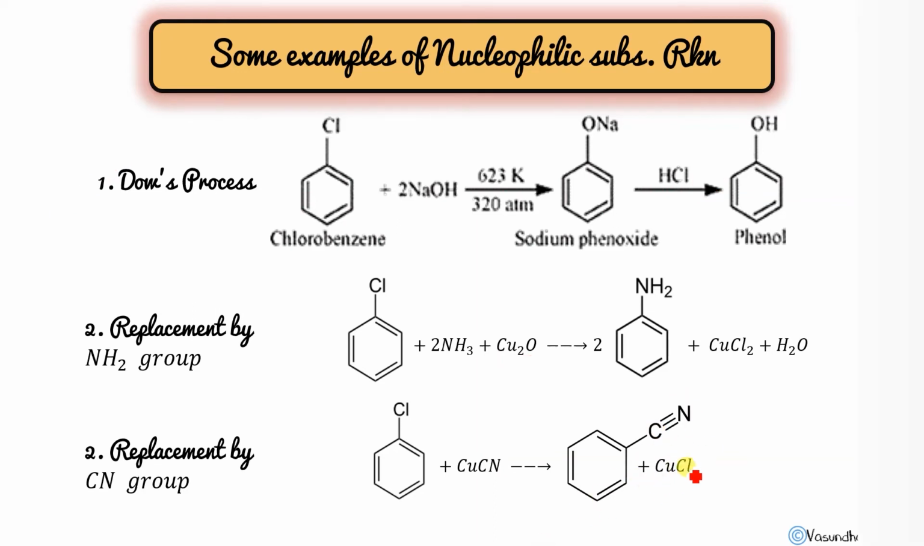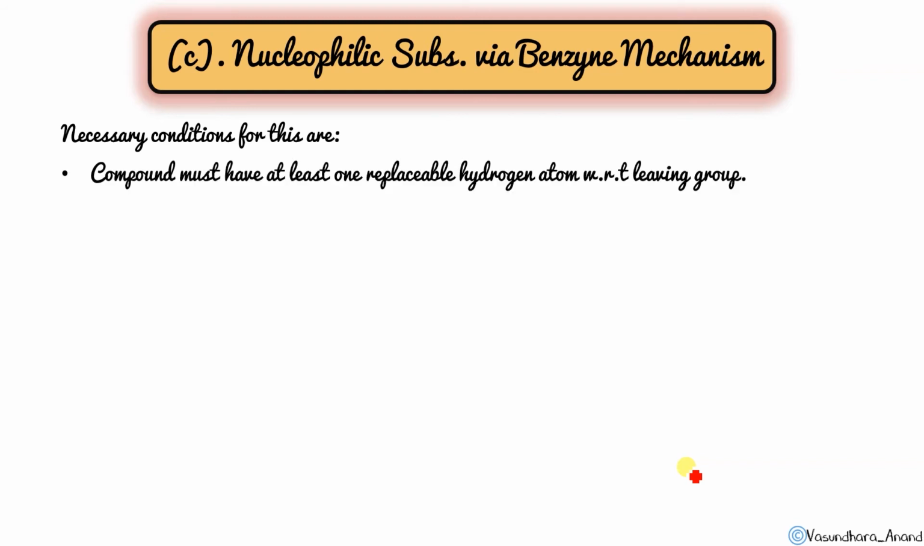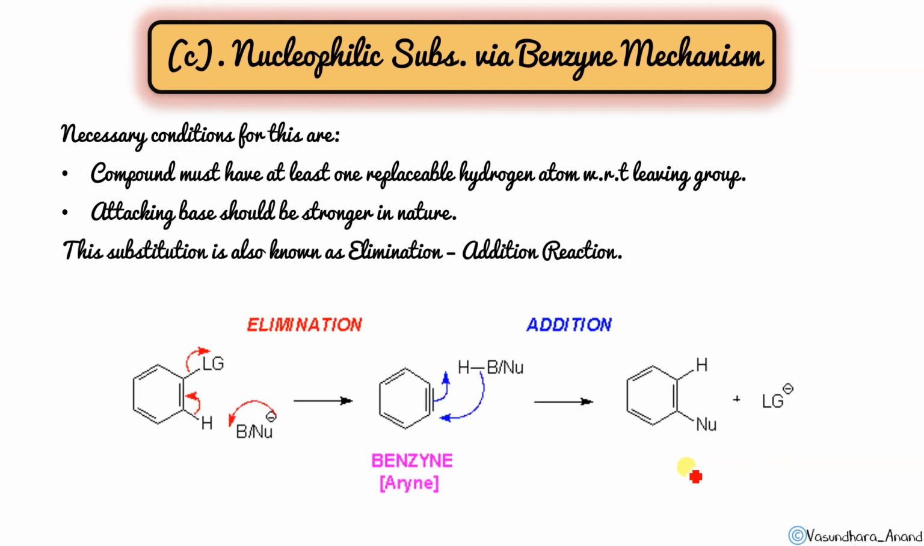Yes. Now, nucleophilic substitution reaction via the benzyne mechanism. This is not in your NCERT, but it is important. You should know what the benzyne mechanism is. Okay. Necessary conditions for this are: the compound must have at least one replaceable hydrogen atom with respect to the leaving group, and the attacking base should be stronger in nature. These are the points, keep in mind. At least one replaceable hydrogen atom with respect to the leaving group, at the nearest position.